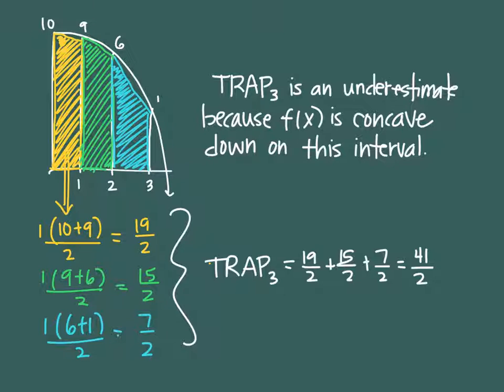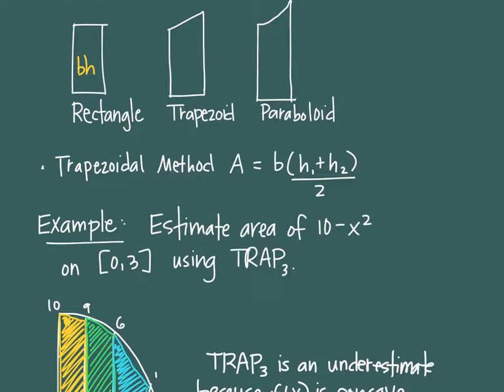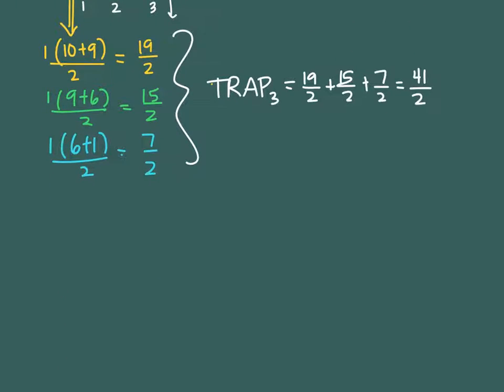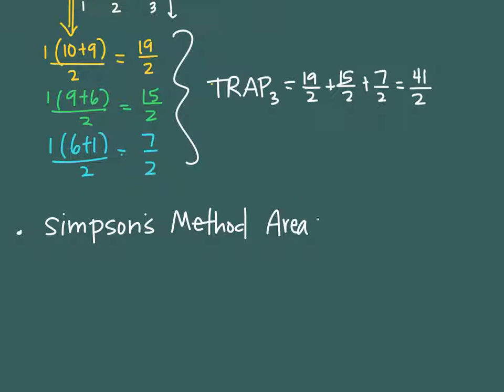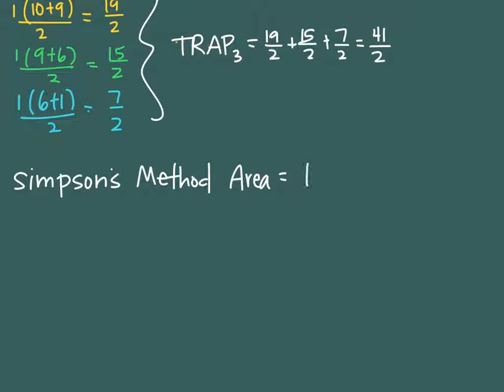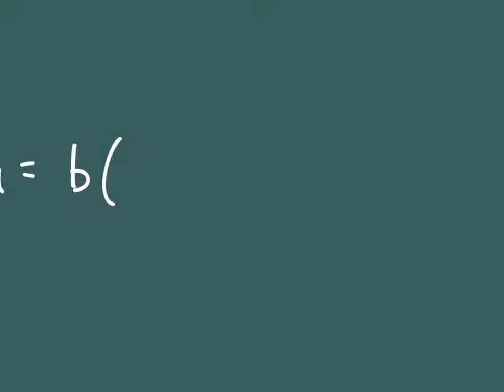Okay, so now let's do it with paraboloids, and we'll see what the estimation comes up for that. All right, the parabolic method. So this was developed by, I don't even know what his first name is, a guy named Simpson, not Homer, but I don't know. All right, and so the area using paraboloids is base times, all right, and this one's kind of long, so you might want to make sure you have a little bit of space.